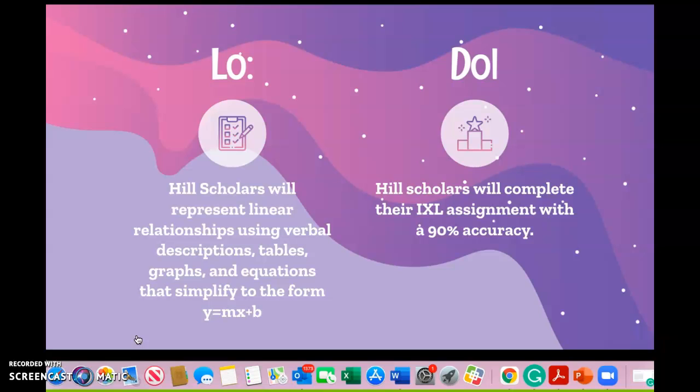LO. Hill scholars will represent linear relationships using verbal descriptions, tables, graphs, and equations that simplify to the form y = mx + b. Our DOL for today, Hill scholars will complete their IXL assignment with a 90% accuracy.